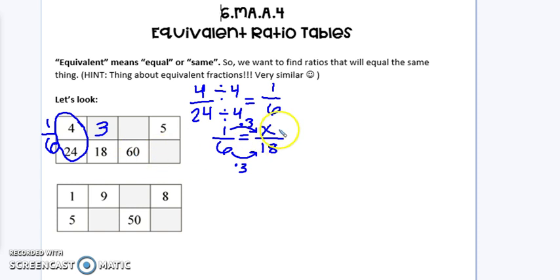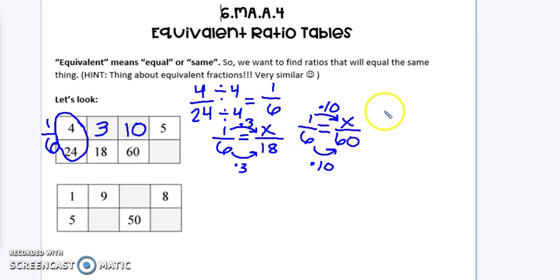Okay? And now I'm going to do the same thing for the next section. I have 1 to 6. That's always what I'm going to start with. I have 60 on the bottom. And I don't know what goes up there. So I'm thinking of this relationship. How do I go from 6 to 60? I multiply by 10. If I do it on the bottom, I have to do it on the top. 1 times 10 is 10, so this blank becomes a 10.